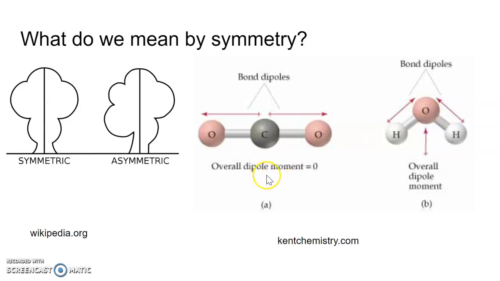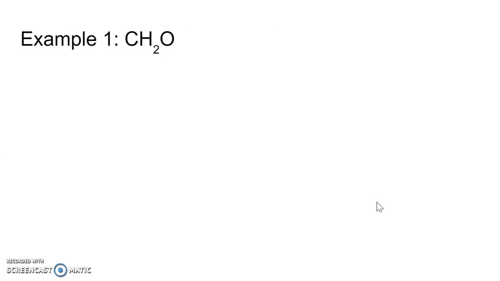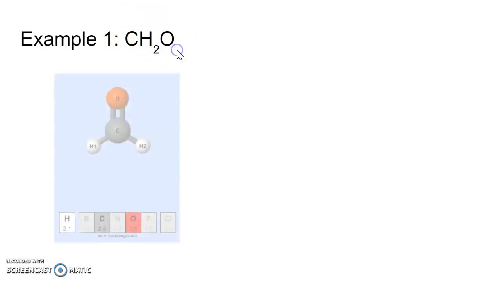I know this has the words dipole moment and bond dipoles. You don't really need to worry about those very much. I just like this visual. For these examples, what I'm going to suggest is that you pause at this point in each video and go ahead and draw the Lewis structure. So for the Lewis structure for this one, it should look something like this.